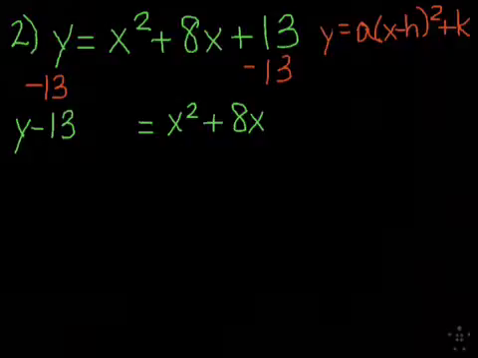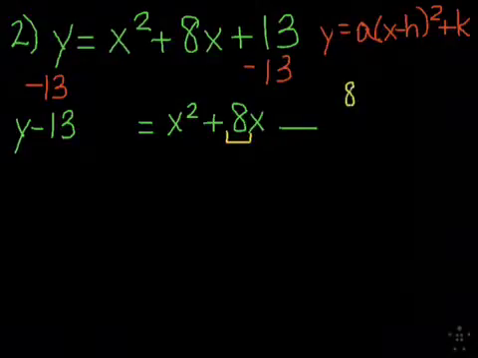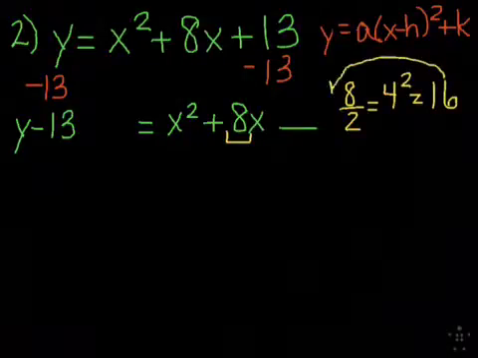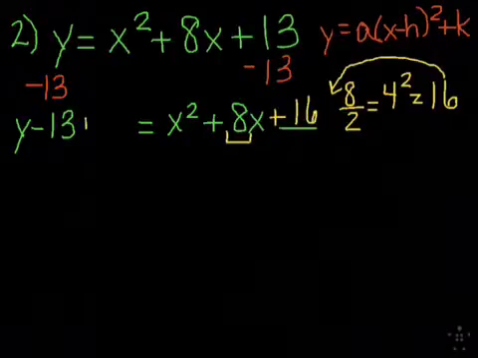So now we have to fill in the new c. Remember, to find a new c, you take the middle number here and you half it. So 8 divided by 2 is 4. Then I square it, and that gives me 16. So I'm going to put 16 into my equation. So plus 16, plus 16.